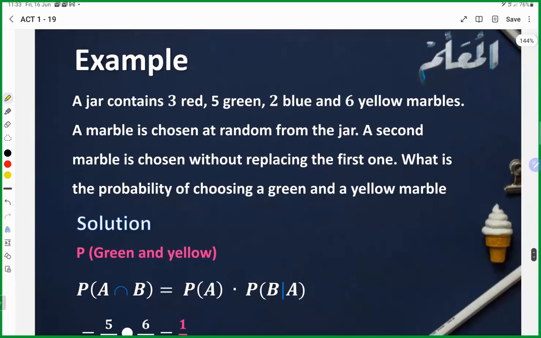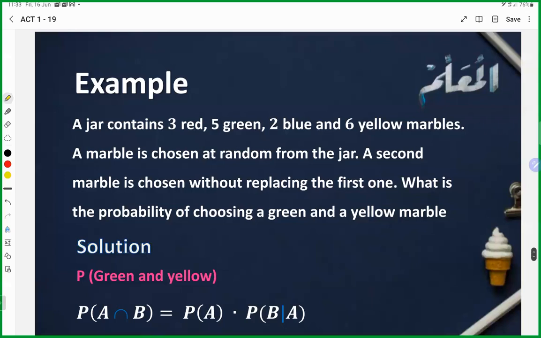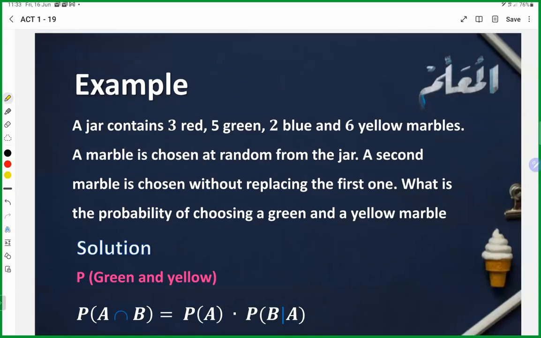Dependent events. See. Let's say a jar contains 3 red, 5 green, 2 blue and 6 yellow marbles. A marble is chosen at random from the jar. A second marble is chosen without replacing. Without replacing, I'm not returning it back. So what's the probability of getting green? Green is what? So 5/16.